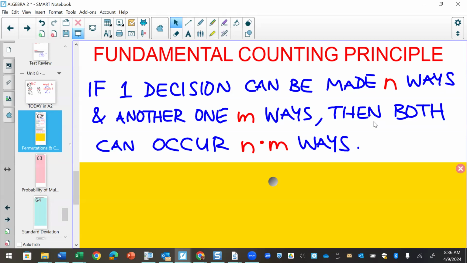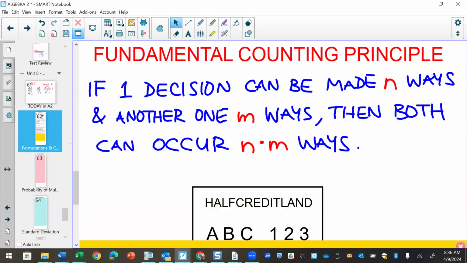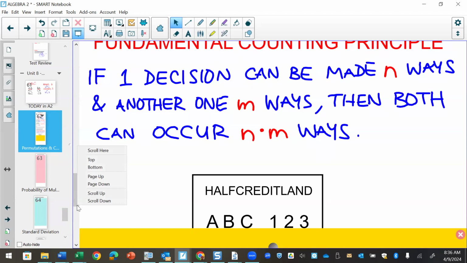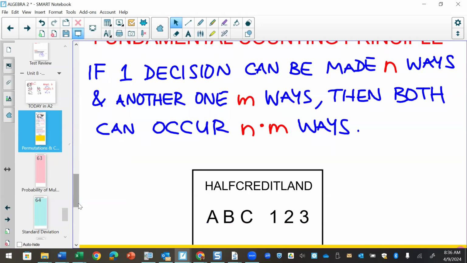So what are we doing with this? Okay. Here is our license plate for beloved half credit land. We get 3 letters followed by 3 numbers. How many possible plates could we have? Here's how you do it. All right. First, we got a letter. Let's go with our good old alphabet here. How many possible letters could go there?